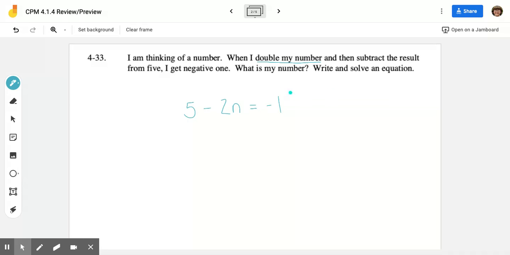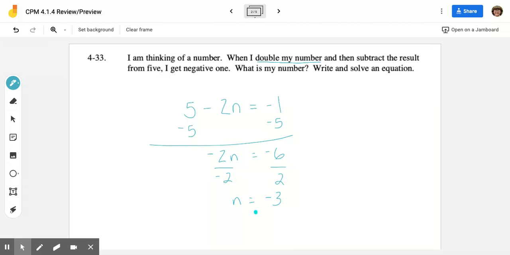So what we're trying to do is figure out what number did you start with. So we will go ahead and undo everything that we've done. We subtracted this from 5, so we need to undo that. So we're going to subtract 5 from both sides. So I end up with, I'm still taking that away, and that's going to equal negative 6. And then I'm going to divide both sides by negative 2. And I get n equals negative 3.